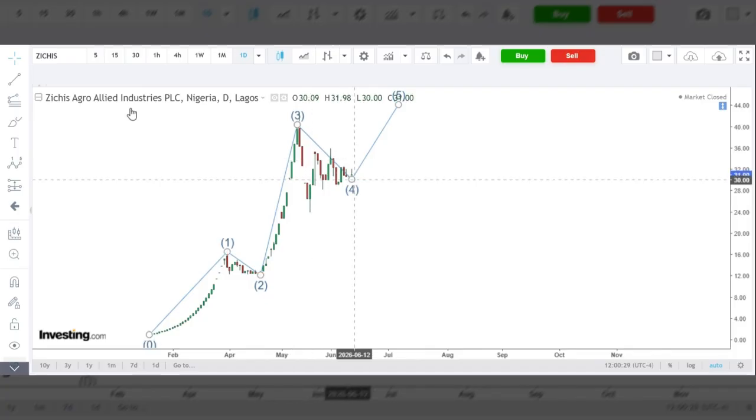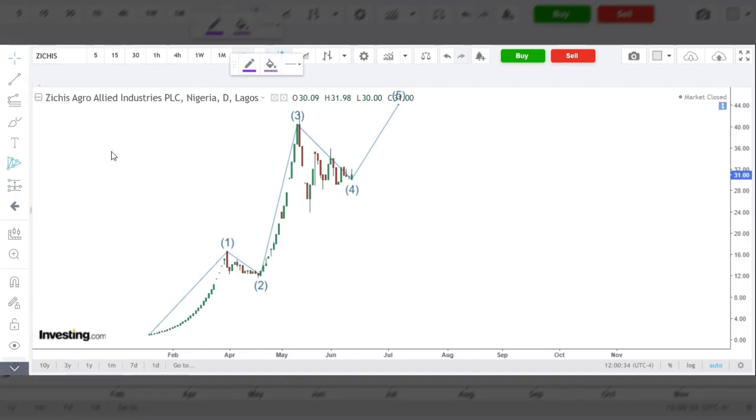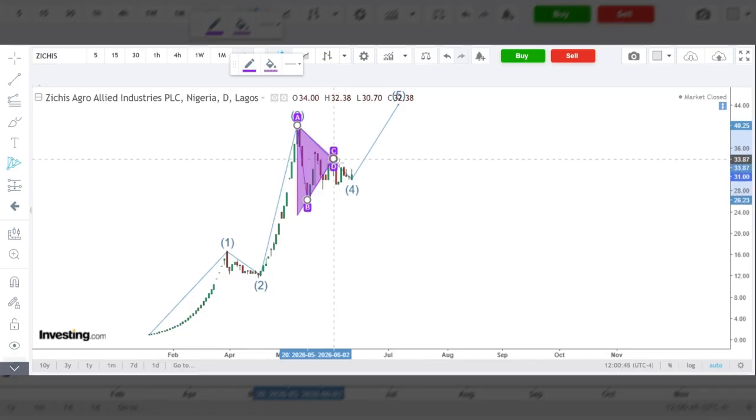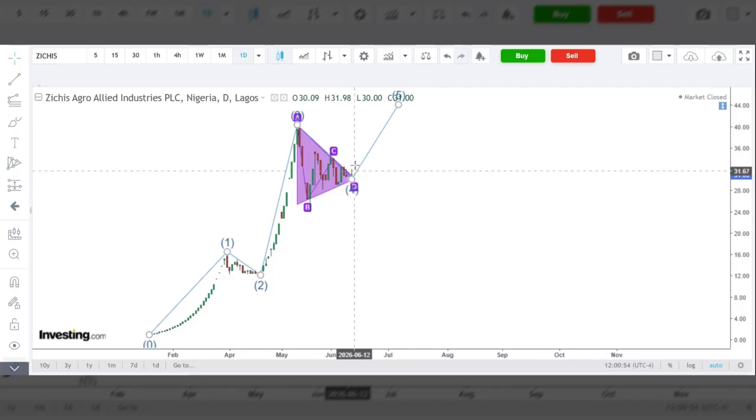This one is a triangular correction. I'll bring up the triangle pattern. So we start from here, from where the correction started. This is where it ended. This is where it attempted to continue, and this is where it ended. Can you see the correction now? So if this breaks out of here, this is going to be a strong bullish market.